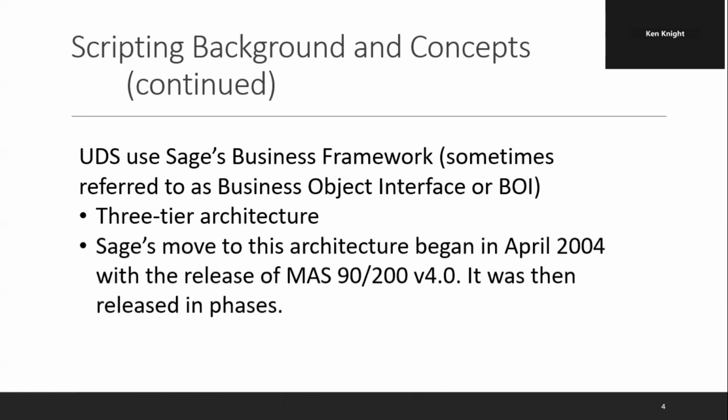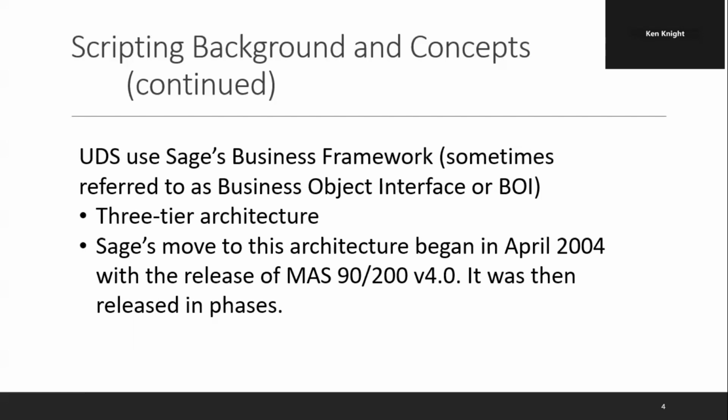As I mentioned, Sage began this move to this architecture in April of 2004 with the release of MAS 9200 version 4.0. And for those of you who don't realize it, Sage 100 is simply a newer name for a product that years ago was initially called MAS 90. Then it got MAS 200 tagged on for the client server version, etc. But with MAS 9200 version 4.0, they released the library master and the general ledger in this new three-tier architecture or business object model. They then released it in phases.